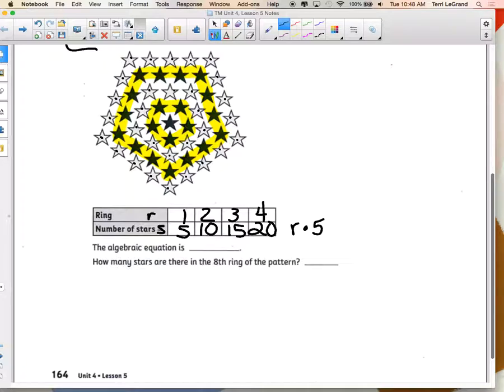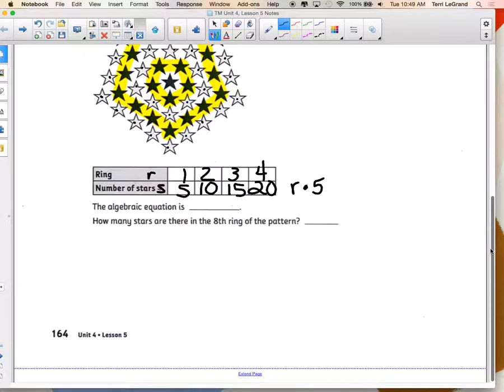What has to be in an equation that's not in an expression? An equal sign. So we're going to make it into an equation. We're going to say the number of stars, S, is equal to R times 5. Our expression says here's how you can get the number of stars in a ring: multiply the ring number by 5.